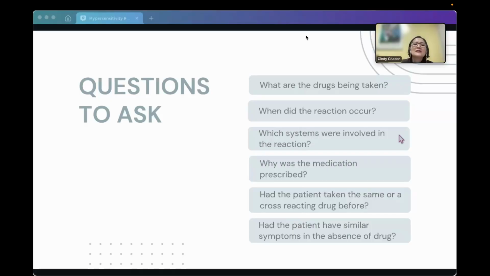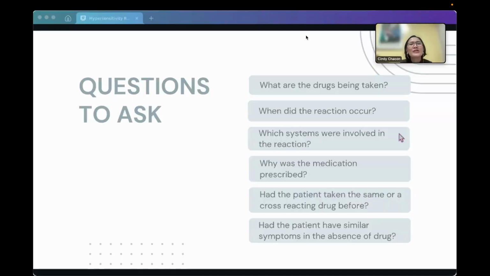Third, which systems were involved in the reaction? Was it just cutaneous or was it systemic? What were the characteristics? Is it just plain pantal? Diba? Usually pag sinasabi ng mga patients, if you come to the clinics, most Filipinos, whatever skin manifestation is, it's generally termed as pantal. But you cannot take it as is. You have to let them describe, what does the pantal look like?